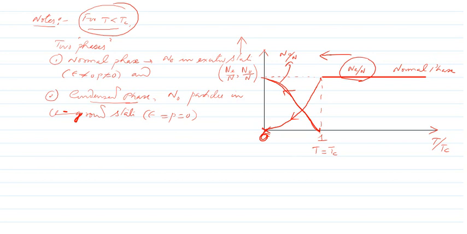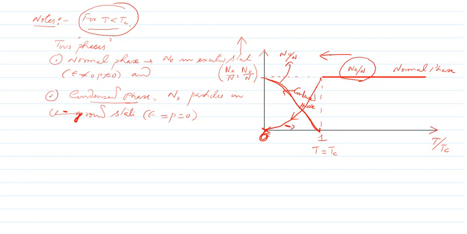So we can say that this represents the condensed region or condensed phase. Below T equal to Tc, this is the condensed phase and this one is the normal phase. So this line represents the normal phase. That is one thing.